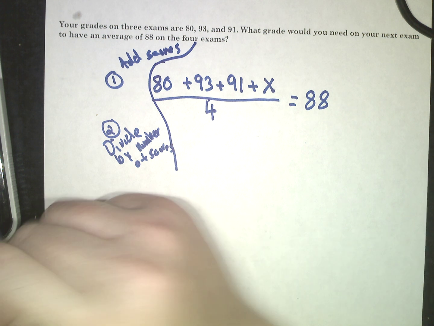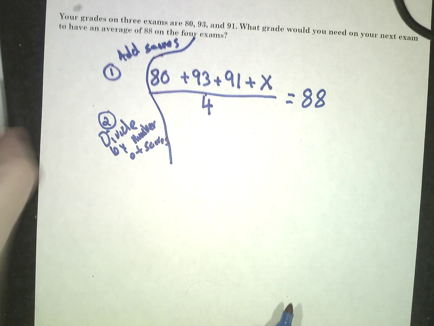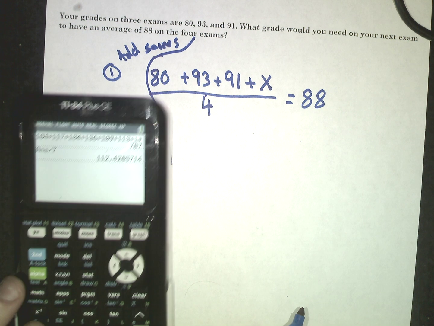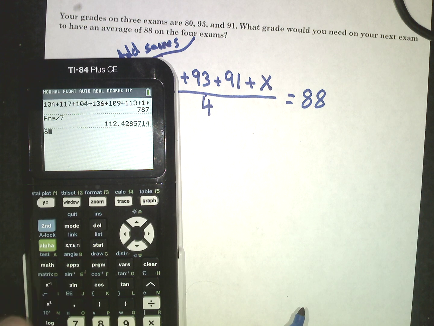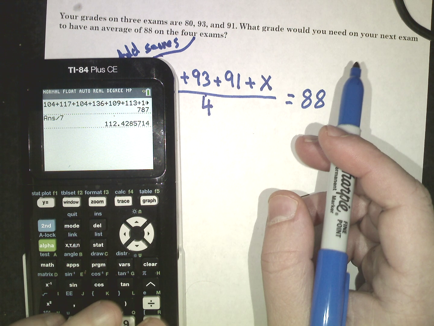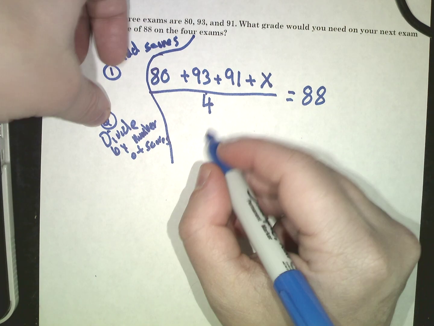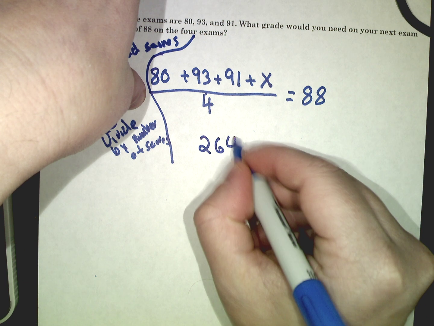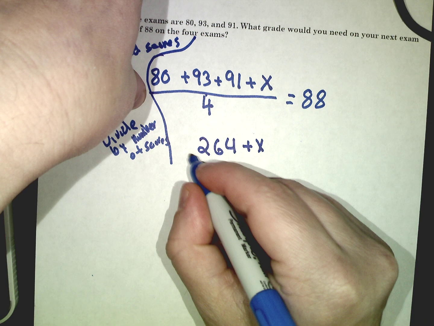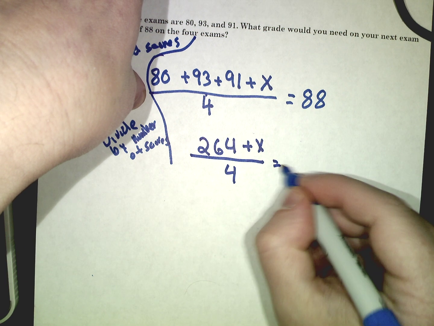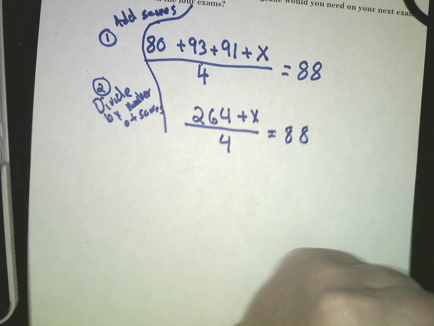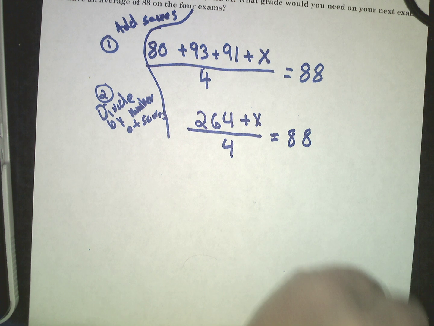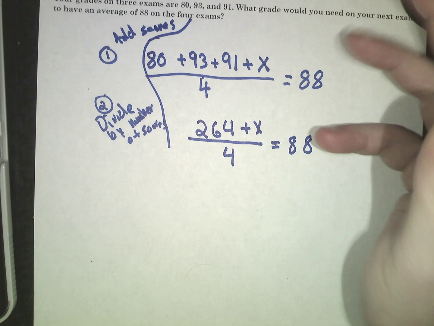Well, let's do something easy. Let's add up these 3 numbers first. I'm going to do that because that's relatively easy. 80 plus 93 plus 91. I can't add the X because they're not like terms. I get 264 plus X over 4. Okay, looks a little bit better. Okay, but I kind of have to get X by itself. Now I'm just working on let's get X by itself.